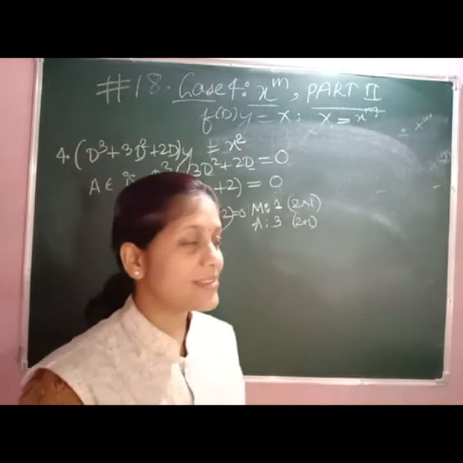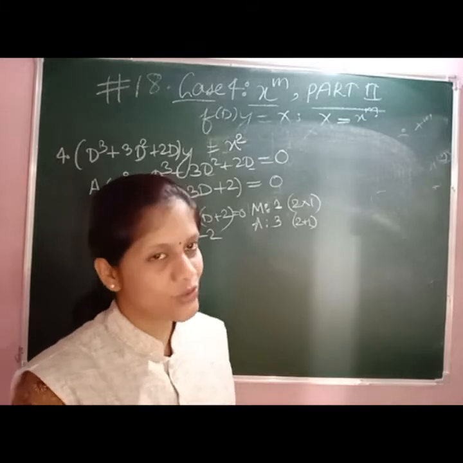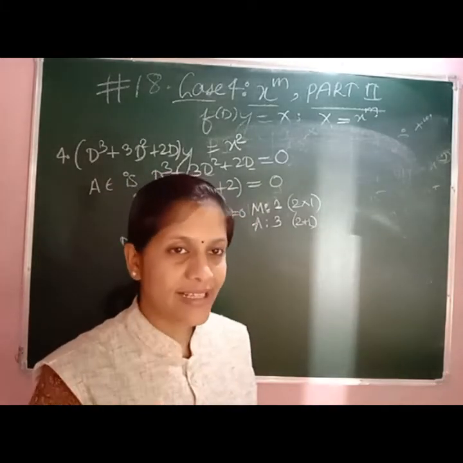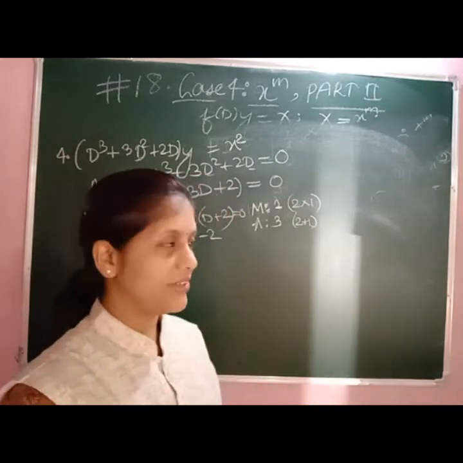Yes, let me repeat once again. You can write 0, minus 1, minus 2, or you can write minus 1, minus 2, 0. Based on that, your CF will be different, but all are same. All means same. So the examiner will give marks for all the three, right?